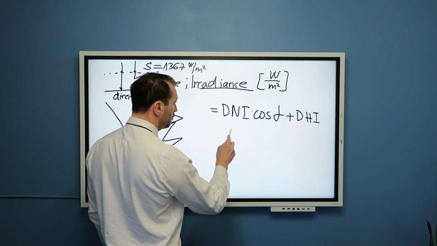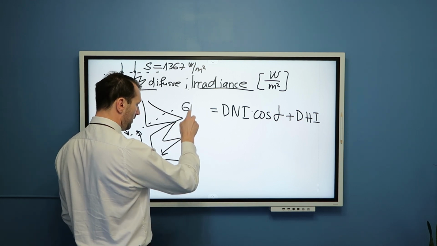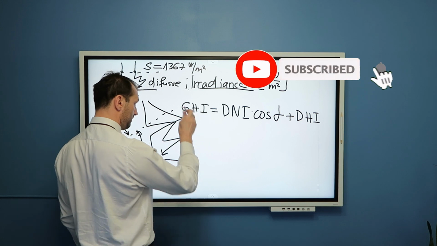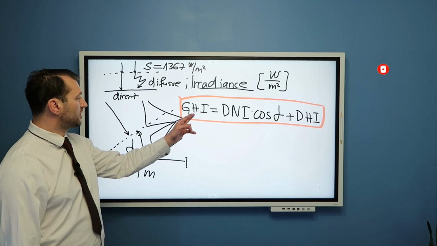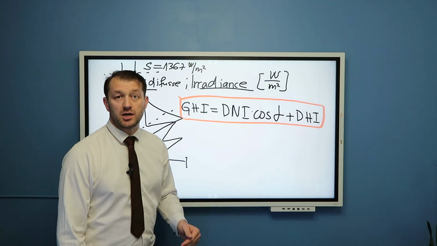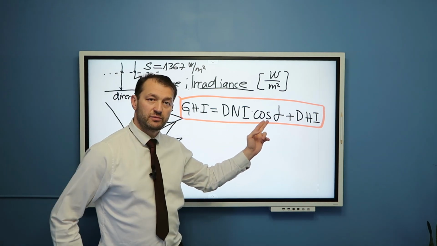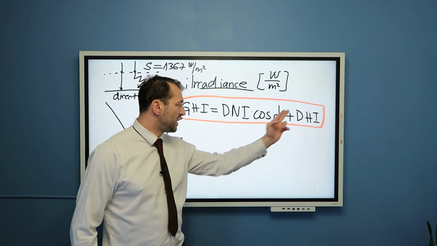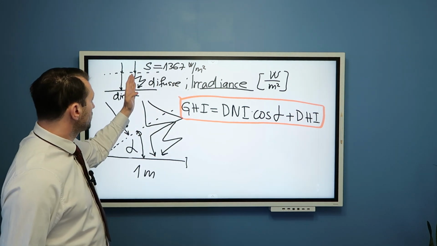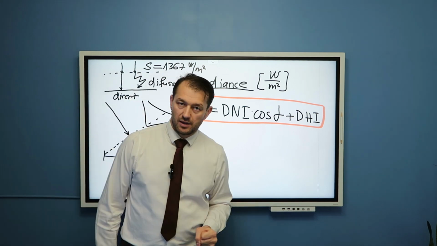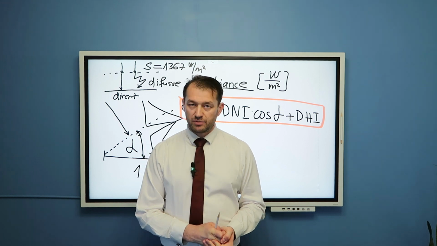At any rate, these two terms together are known as global horizontal irradiance. So what is global horizontal irradiance? Well, that's total irradiance. It is associated with direct light that we receive from the sun through this term, and it is associated with diffuse light that comes from the sun but undergoes one or multiple scattering processes in the atmosphere. If you want to learn more about scattering, check my previous video.